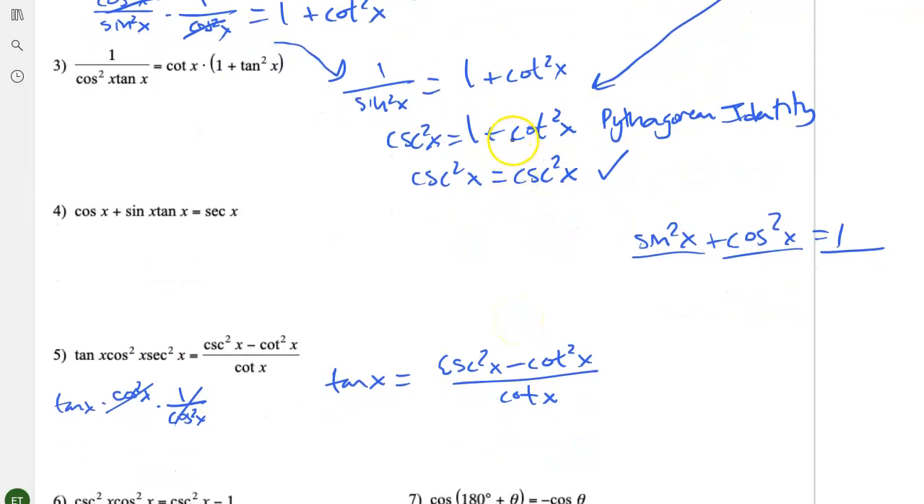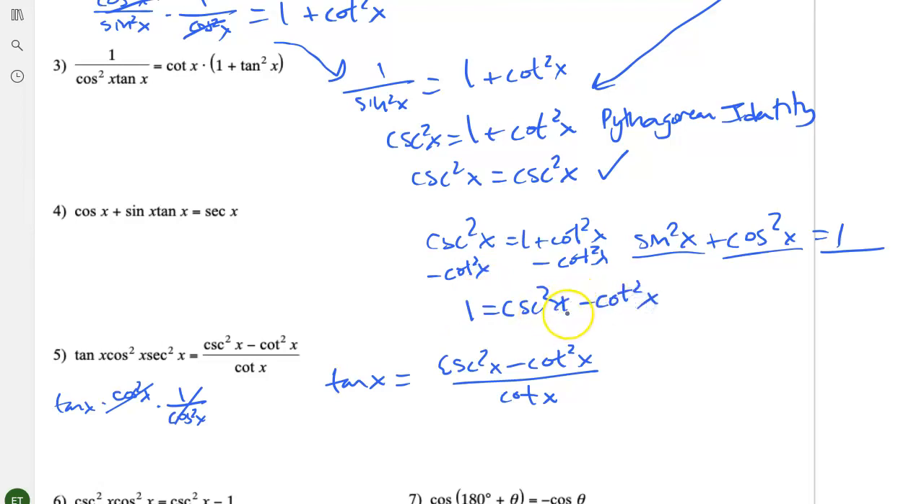If I were to rearrange this and subtract the cotangent squared over, I end up with just the fact that 1 equals cosecant squared x minus cotangent squared x. And so what that means is that this whole numerator just equals 1.